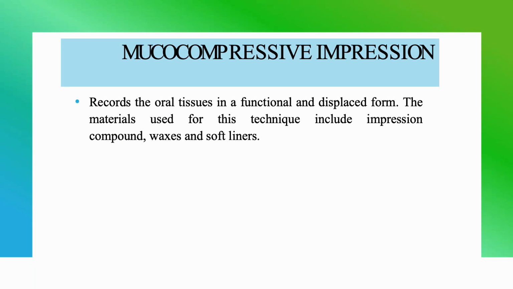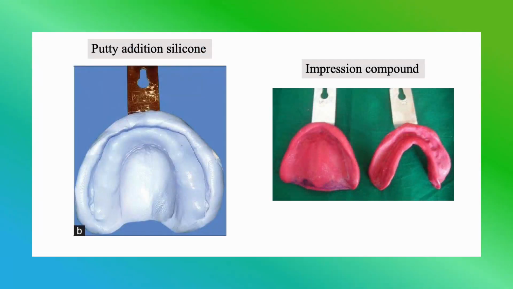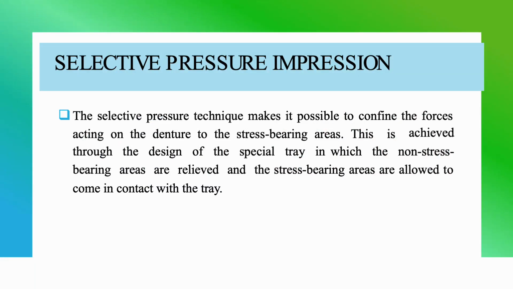Mucocompressive impression technique, on the other hand, records the oral tissues in functional and displaced forms. The materials used for this technique are impression compound, waxes and liners. Apart from that, we also use impression compound and putty addition silicone.